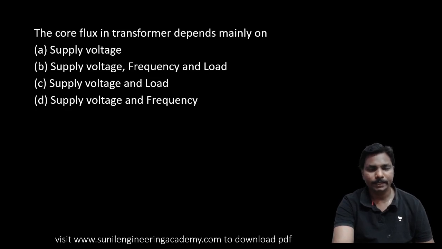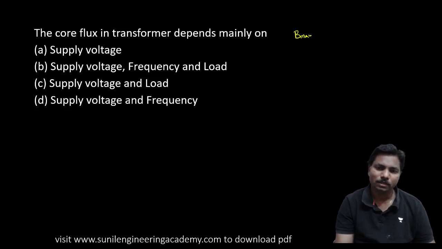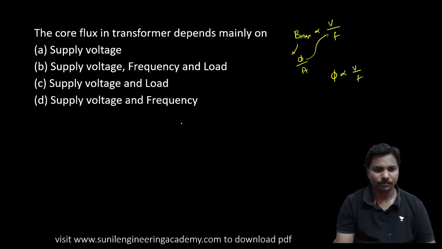The core flux in a transformer depends mainly on dash. Yes, B max is proportional to V by F. B is nothing but flux per unit area. So flux depends upon supply voltage and frequency. So the answer is option D. Okay, answer is option D.